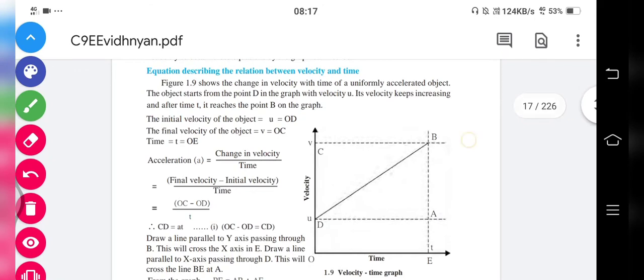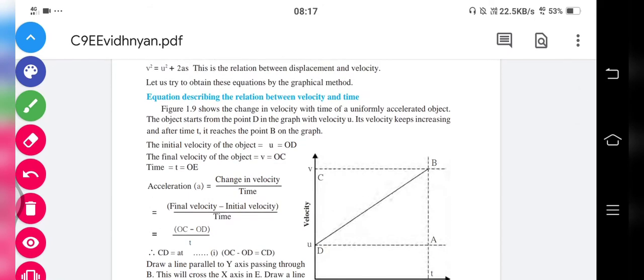The equation describes the relation between velocity and time. You can find the formula for velocity and time. The formula is v equal to u plus at. This is the velocity time formula for calculation problems. If you are given the initial velocity, you can calculate the final velocity. If you are given the final velocity, you can calculate the initial velocity from u plus at. According to that, the velocity time graph will help you.